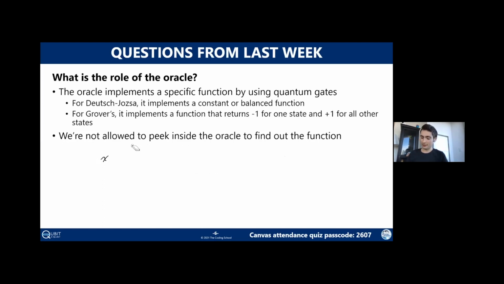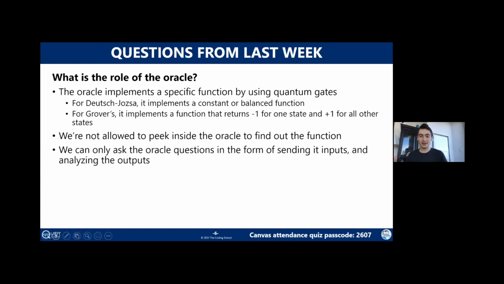So that's kind of what the third bullet point here is saying. We can only ask the oracle questions in the form of sending it inputs and analyzing the outputs. So we can't, like it says above in the slide, look inside of it and look at any further structure. It's just a box where you put stuff in and it spits stuff out.